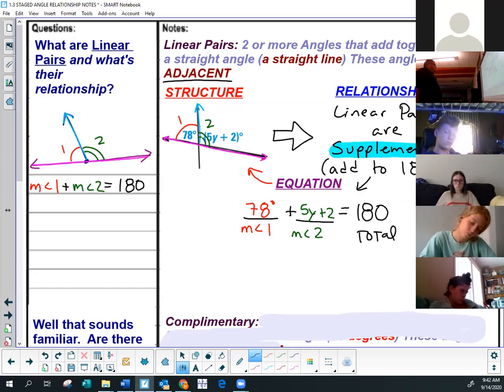Where did the 5y come from? We had... never mind. Okay. The 5y looks like a 6 for me. Sorry.